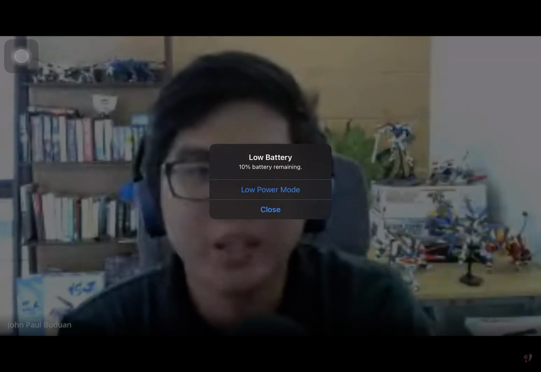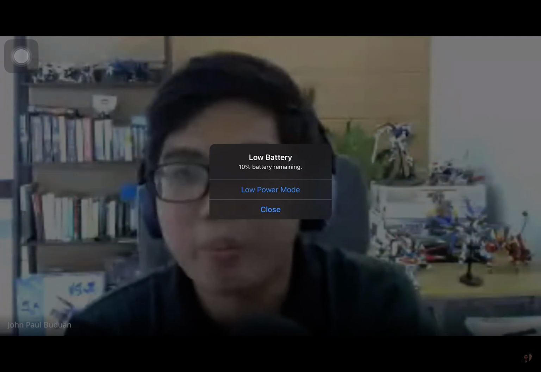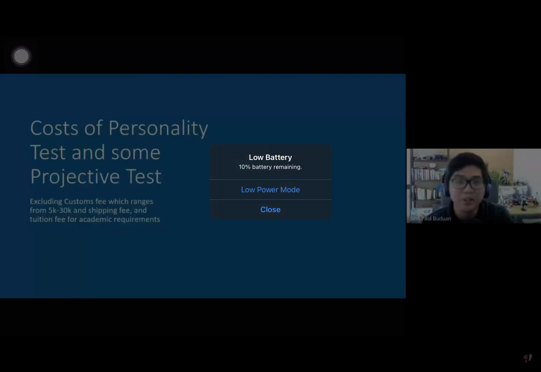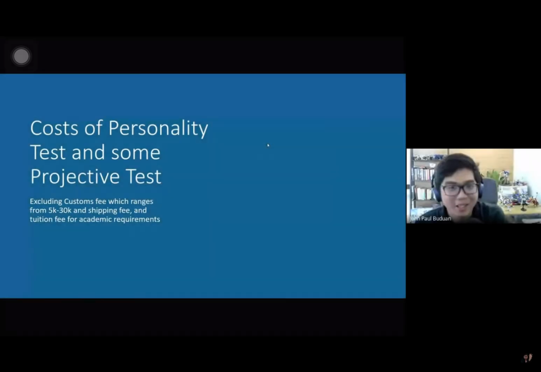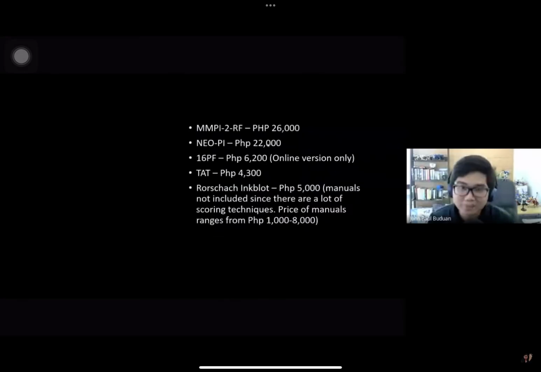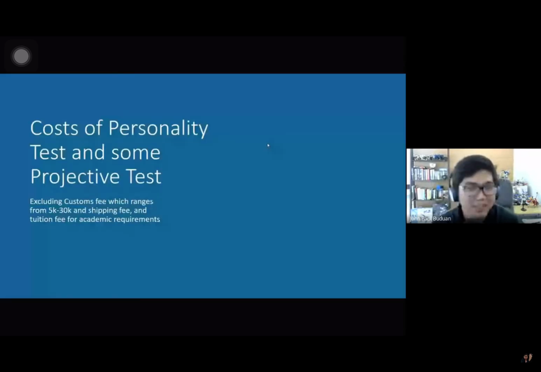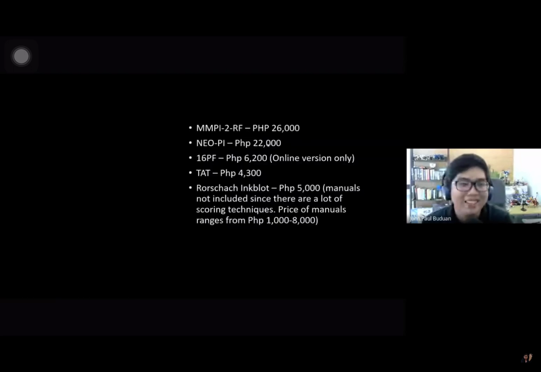That's why now, in my teaching, I try to impart to my students the value, even the monetary value of some of our tests. Okay? Na-mention ko yung value ng intelligence test na umabot ng 50 to 80K. Ngayon yung personality test, mas mura sila, pero di pa rin sila mura. Okay? MMPI is 26,000. Again, wala pa yung shipping tsaka customs fee. Na minsan yung customs fee, alam niyo naman dito sa Philippines, hindi ganun consistent. So yung NIAPI is 22,000, 16PF is 6,200, but this is only the online version, yung software lang. So yung mismong paper, if I'm not mistaken, nasa 10K din siya.